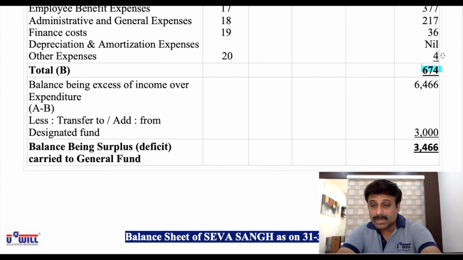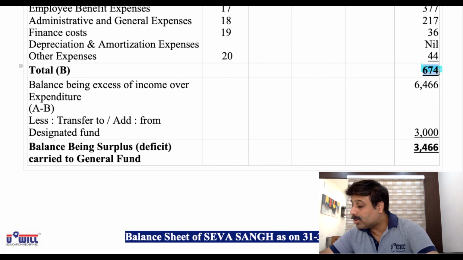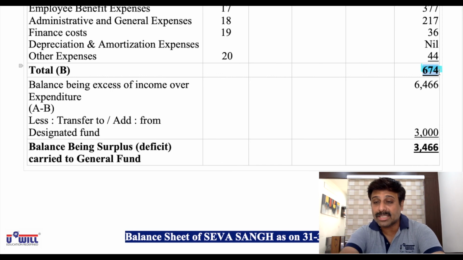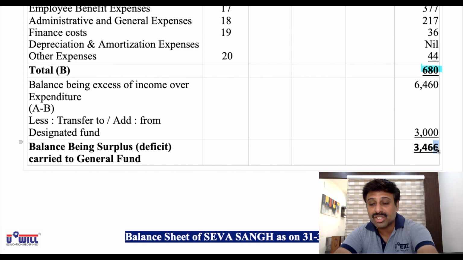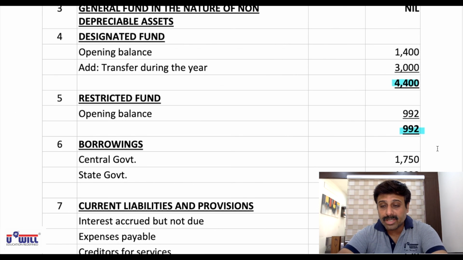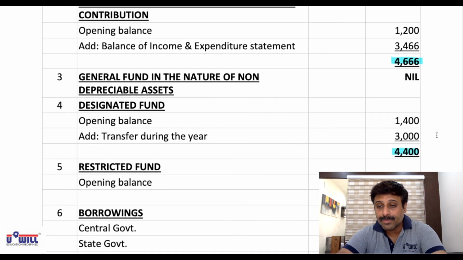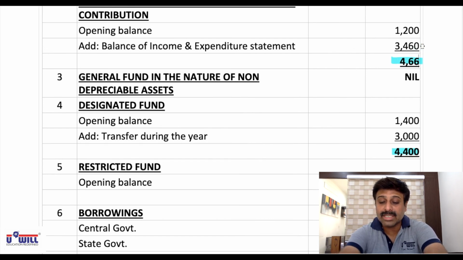Now other expenses of 44 increase by 6 rupees. So the total of 674 will increase by 6 rupees, meaning it will become 680. And the excess of 6466 will decrease by 6 rupees, so it will become 6460. Less 3000, that is 3460. So make the correction 3460. In the second schedule, make it 3460, meaning total also 4660.